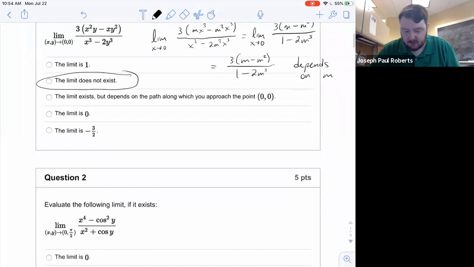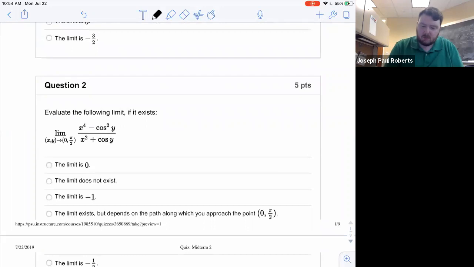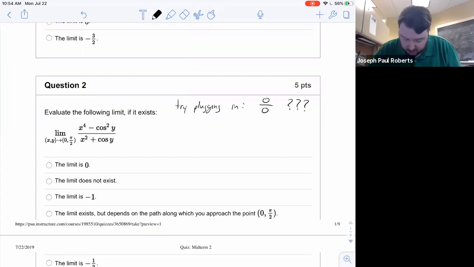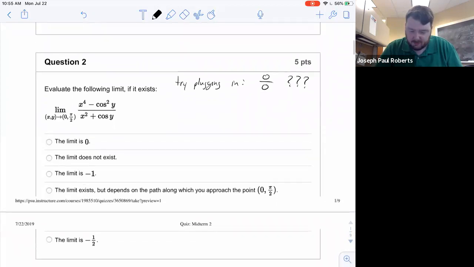Okay, so then let's take a look at this other limit question. Again, let's try plugging in first to make sure that bad behavior might be possible. And so yes, remember, cosine of pi over 2 is 0, so we have 0 minus 0 in the numerator over 0 plus 0 in the denominator, so it's still 0 over 0. And if you tried doing lines to that point, you'll keep getting the same thing.